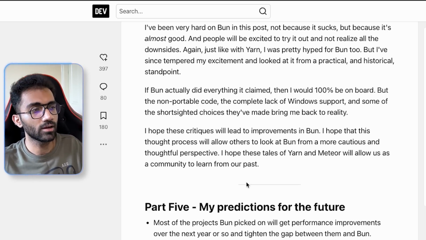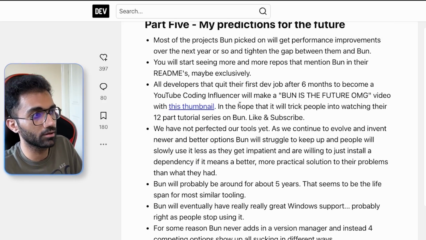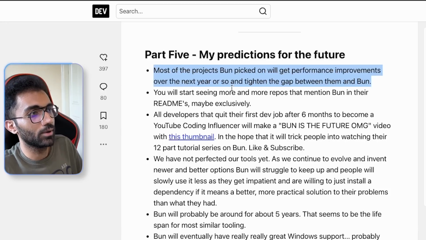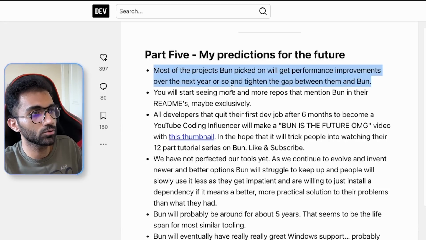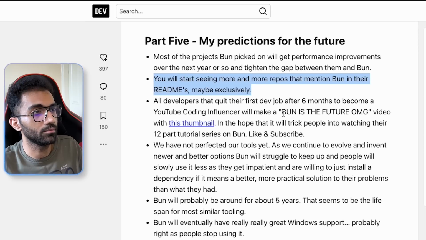So, okay, let's look at the predictions, and I'll say which ones I agree with and which ones I don't agree with. Most of the projects Bun picked on will get performance improvements over the next year and so tighten the gap between them and Bun. Okay, this just means that Node.js will get better. You will start seeing more and more repos that mention Bun in the readmes, maybe exclusively. We are seeing it with some repos.